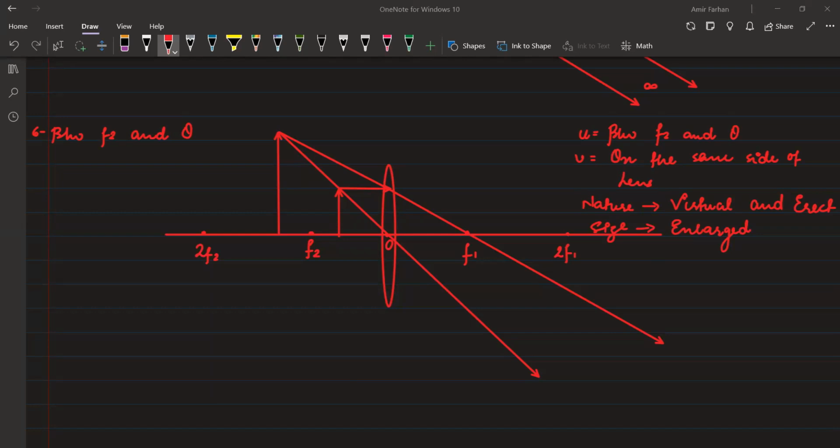Harshit: Sir, why will the size be enlarged? It will be diminished behind me. No, Harshit, this is the object and this is the image. Look, the object is small and the image is bigger. Okay, I understood, sir.